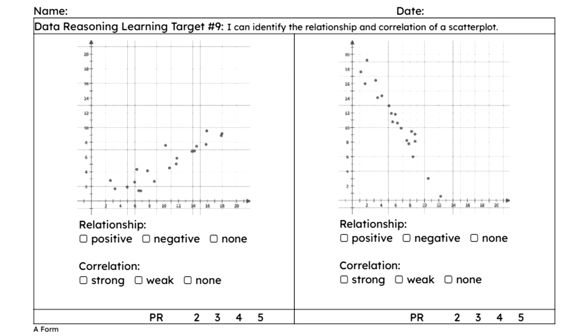This is Gail Kovac for Gresham Barlow School District, Summer School, High School Credit Recovery, Data Reasoning, and Learning Target number 9. I can identify the relationship and correlation of a scatter plot.